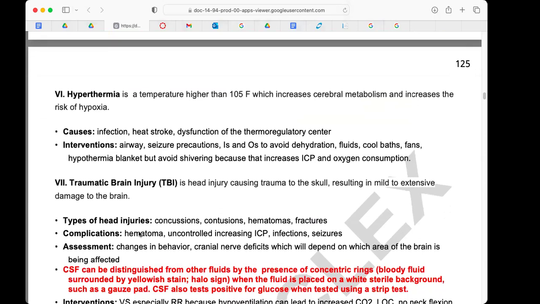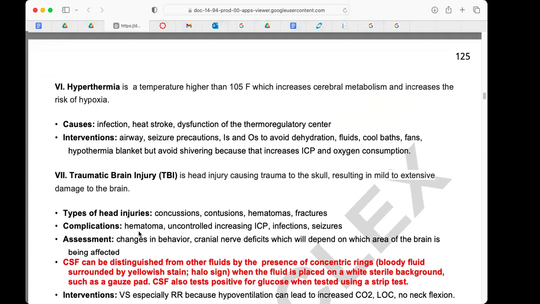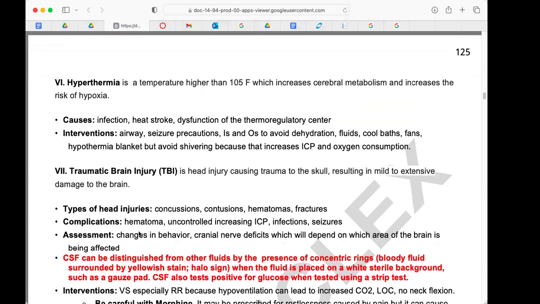All right. Page 125, hyperthermia. This is a temperature higher than 105 degrees. And this could lead to death, okay? Because this is outside of the normal temperature range that our body is accustomed to living with. So this temperature is incompatible with life. Some causes could be infection, heat stroke, or dysfunction of the thermoregulatory center in the hypothalamus.